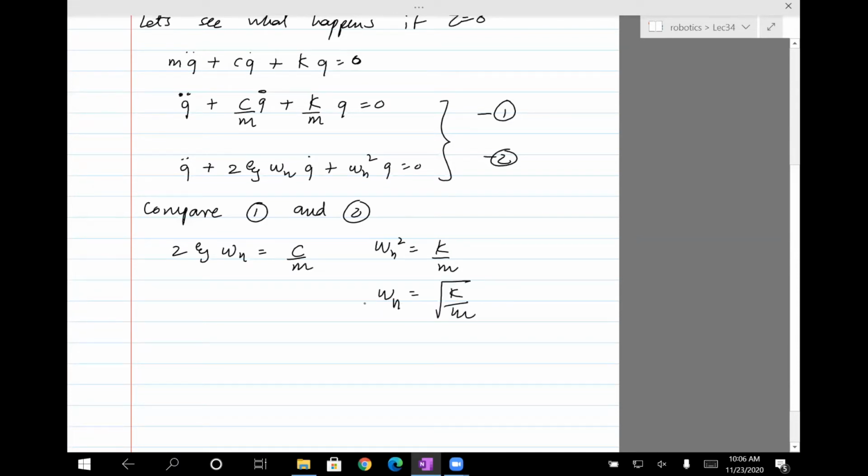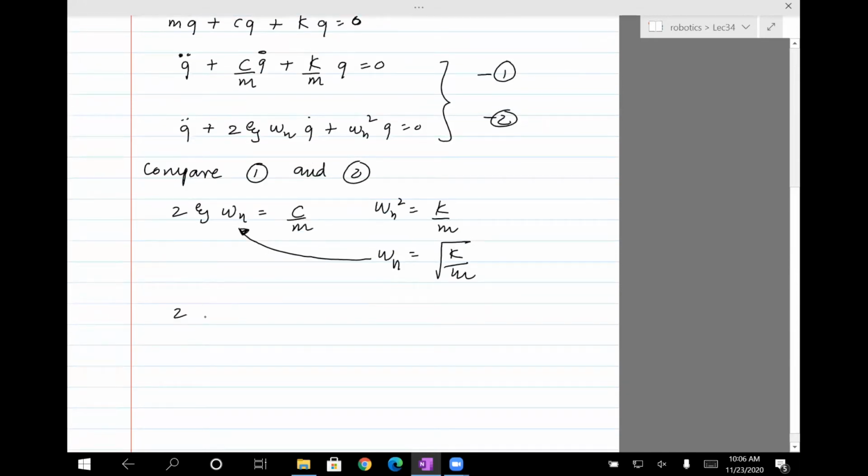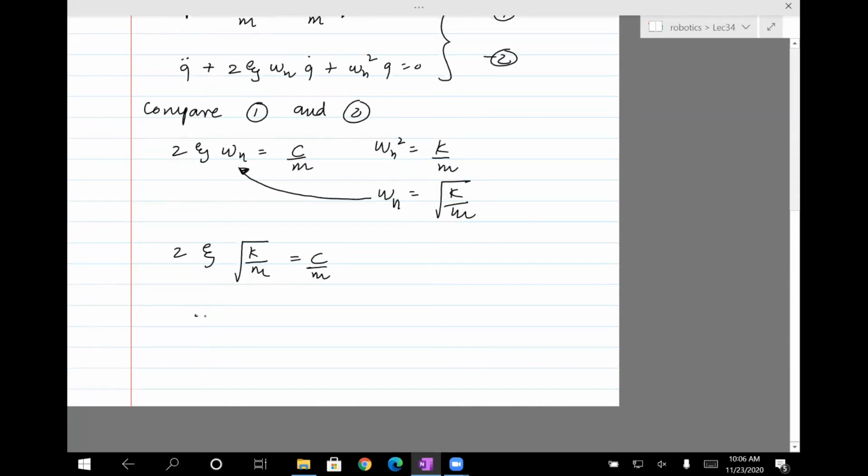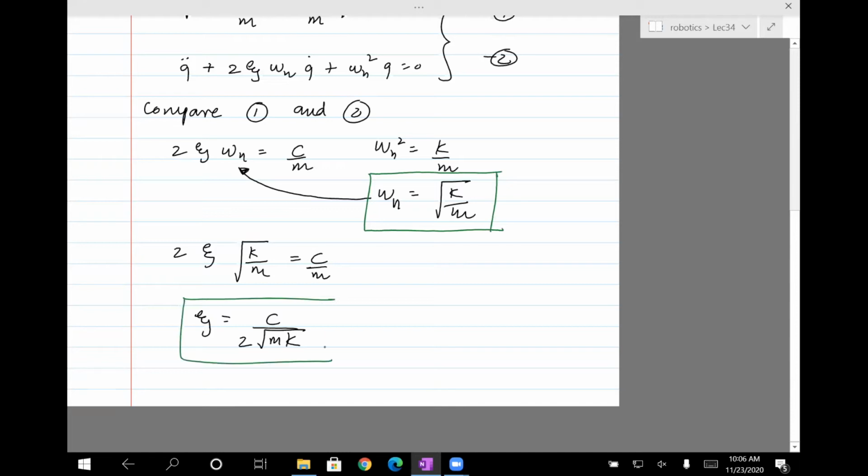We can substitute this value in here to get 2 eta square root of k divided by m equals c. And so we can solve for eta as c divided by 2 square root of m times k. Okay, so remember this. This is the natural frequency of the system, and this is the damping, what is also called the damping constant.